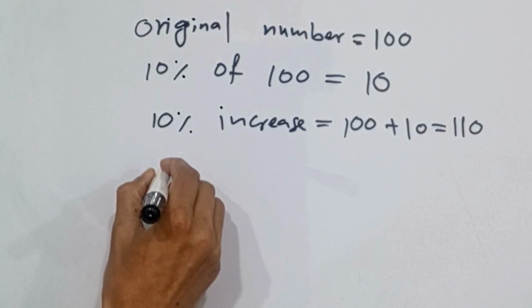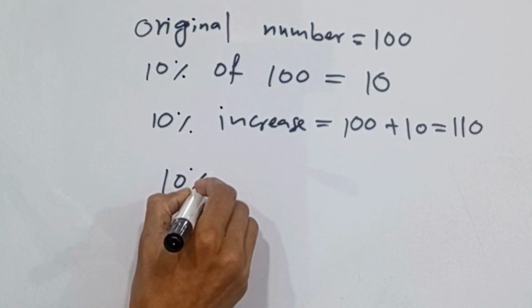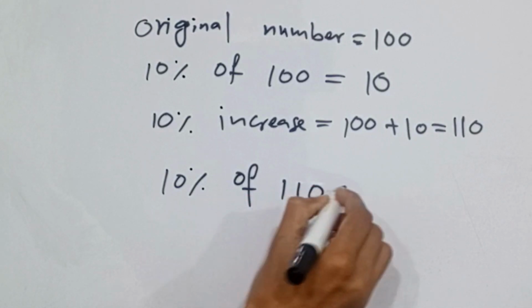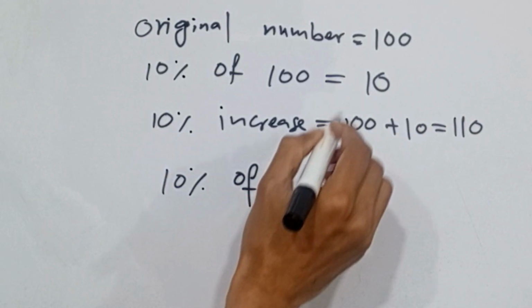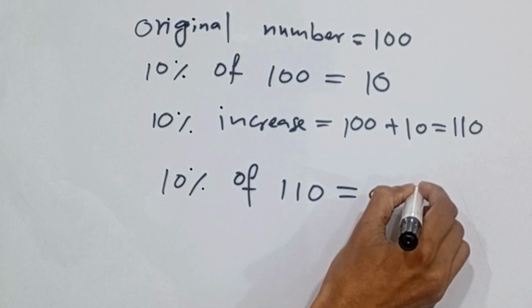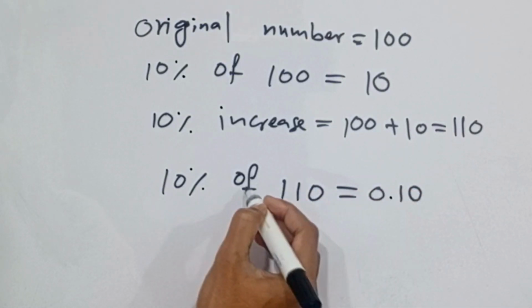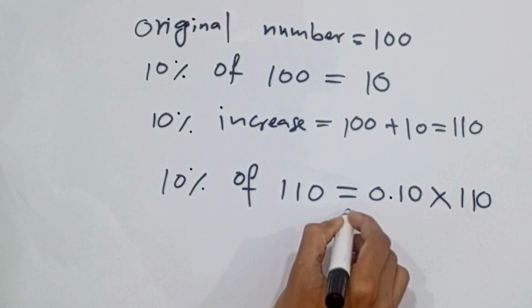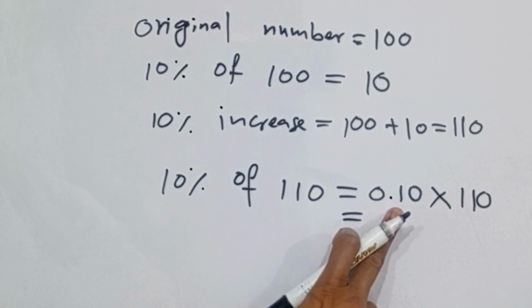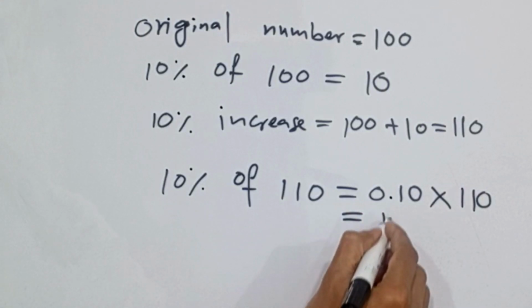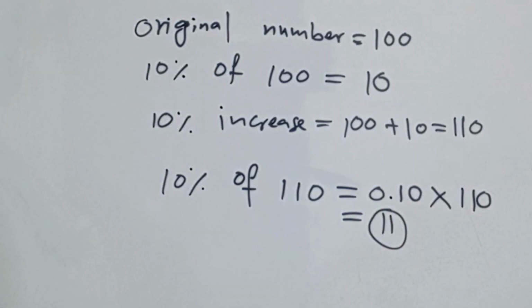So 10% of 110 equals 0.10 times 110. Multiply 0.10 times 110 equals 11, right?